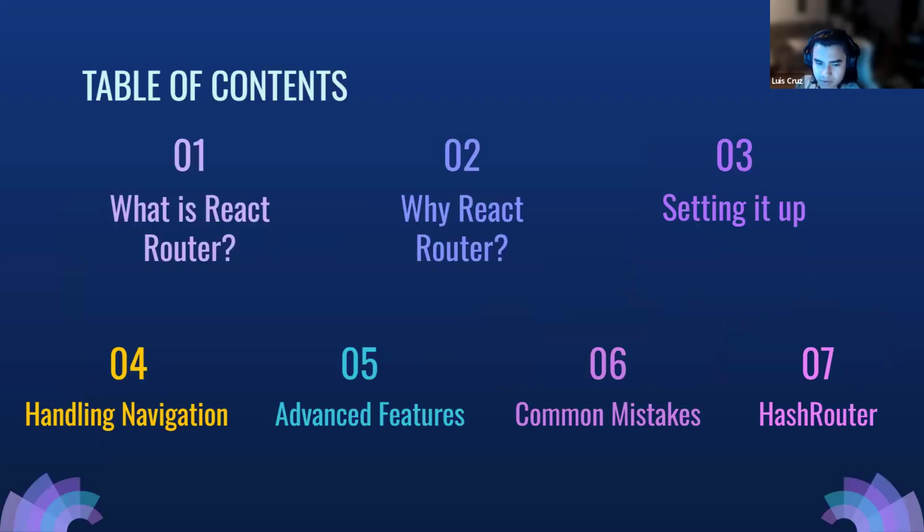Here's a quick overview of what we'll cover today. We'll begin with a basic understanding of what React Router is, which will help set the stage for why it's such a powerful tool. Then, we'll discuss the advantages of using React Router by comparing it with traditional routing methods. After that, I'll walk you through the process of setting up React Router in a typical React application. Then, I'm going to explain two ways of handling user navigation. Next, we'll explore some of the advanced features that can take your applications to the next level. We'll also address some common mistakes developers make when using React Router, and more importantly, how to avoid them. Finally, we'll take a look at HashRouter. Throughout this talk, I encourage you to think about how these tools and techniques can be applied in your own projects.